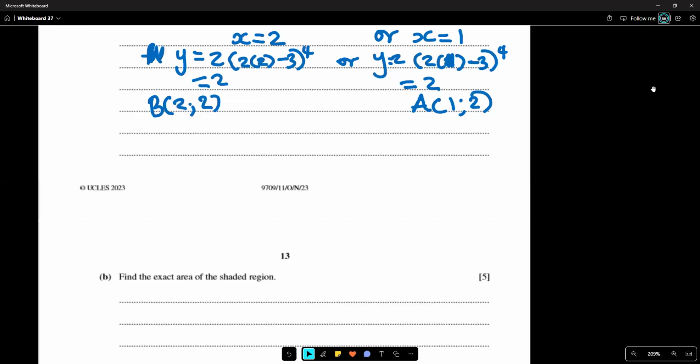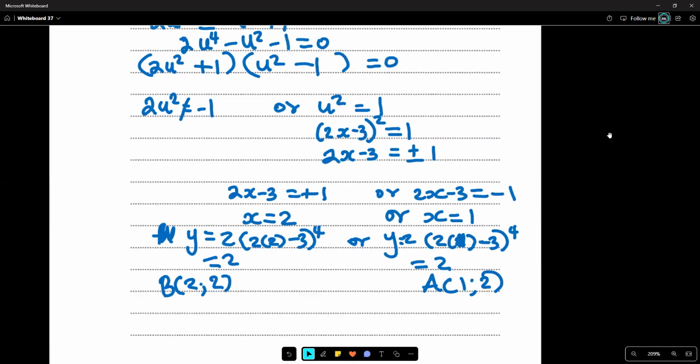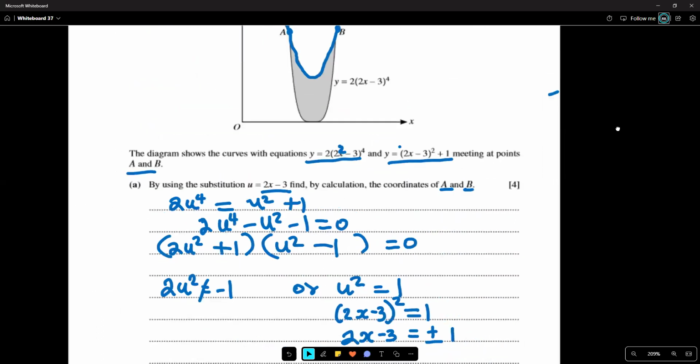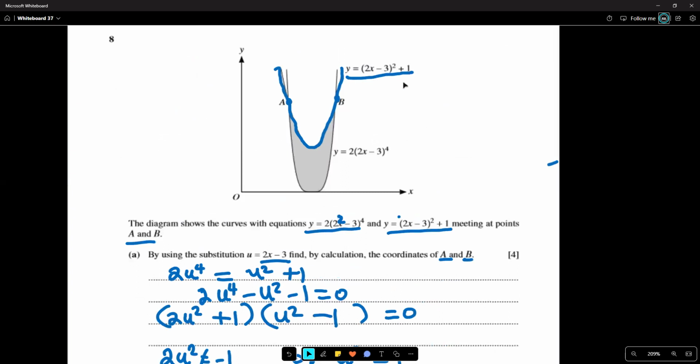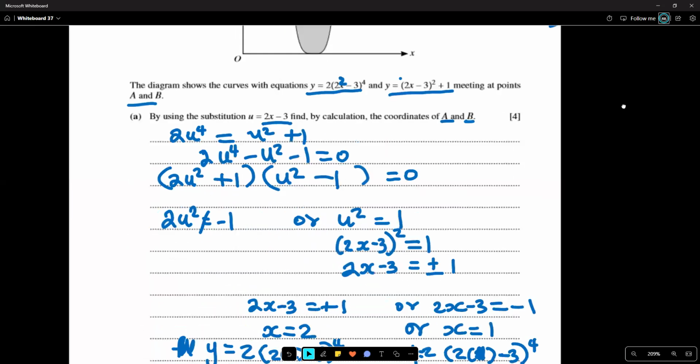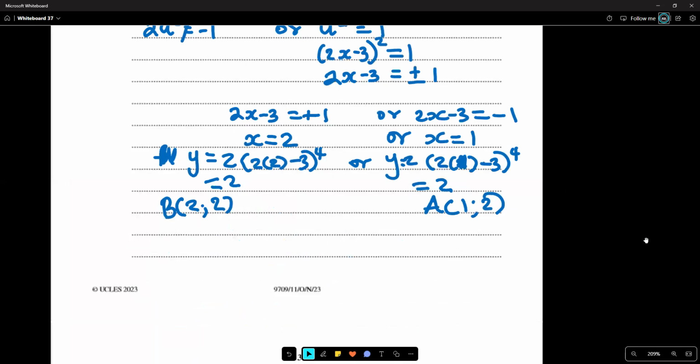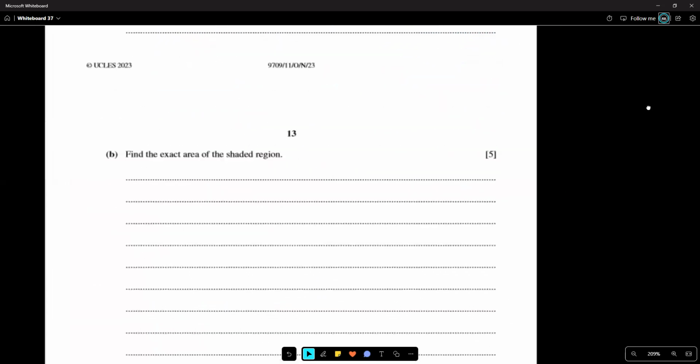So the next question wants us to determine the exact area of the shaded region, right? So that shouldn't be an issue. So obviously we need to take the graph on top, which is this one, and then we're going to minus that one under the integral, right? And then the region is between 1 and 2. So the lower limit is 1, the upper limit is 2, because the x value here is 1, the x value there is 2. We just proved it here, right? Awesome. So now we can proceed.